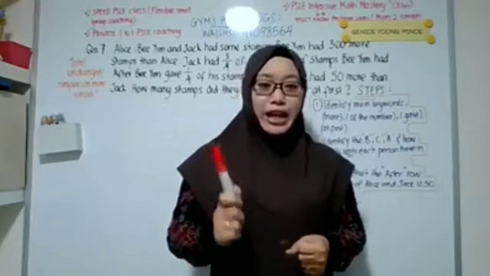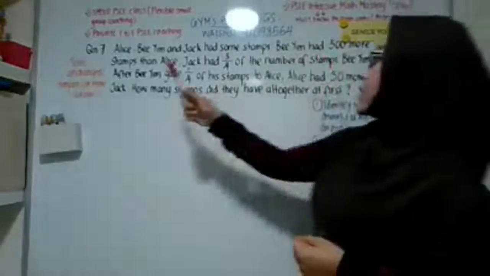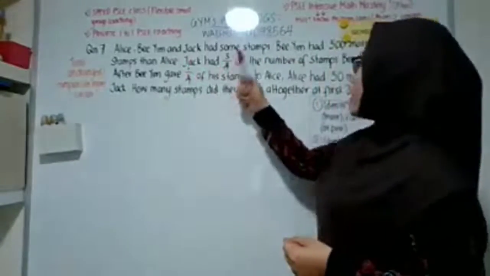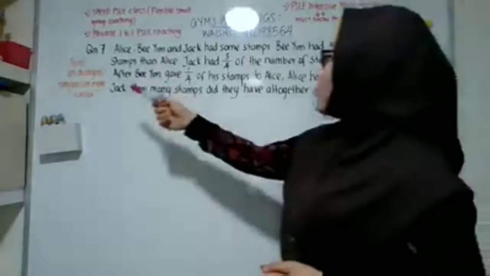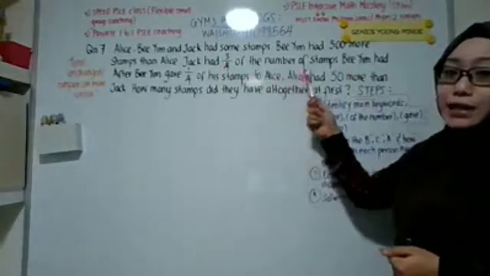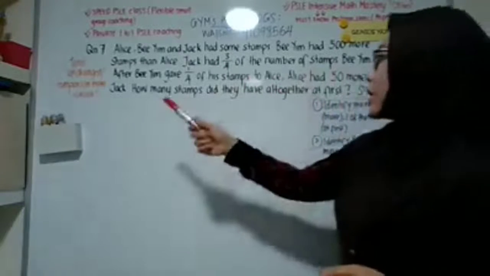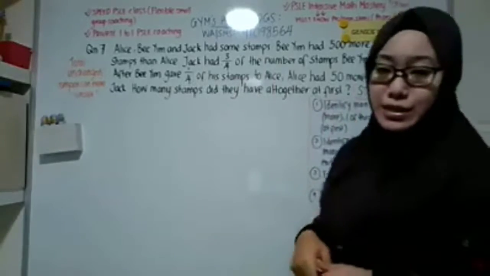Alice, Beam and Jack had some stems. Beam had 500 more stems than Alice. Jack had 3/4 of the number of stems Beam had. After Beam gave 1/4 of his stems to Alice, Alice had 50 more than Jack. How many stems did they have altogether at first?